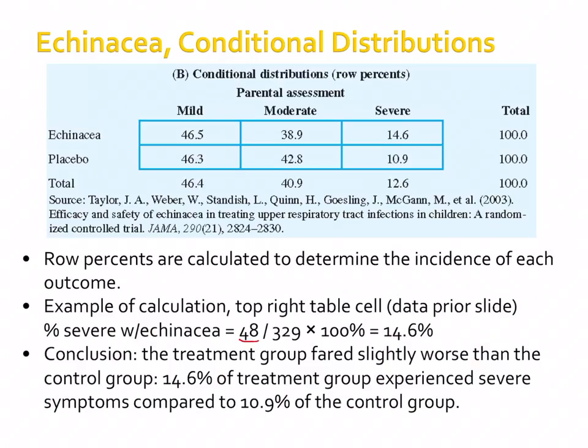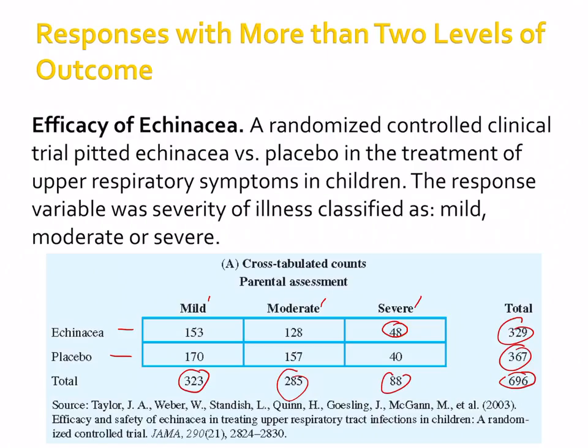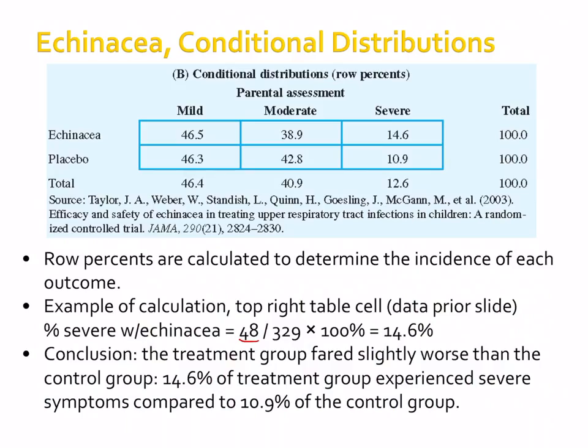So for an example of calculations, you have the top right cell. We're going to go back. You have severe as your 48, right? That's where we get this 48 from. Divide by the total, right? So that's how we determine the prevalence of a certain area. It could be incidence too, depending on the time frame you're looking at. So you have 48 divided by the total times 100%, and you have 14.6%.